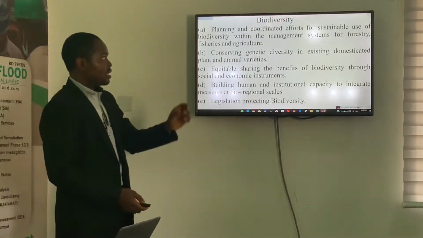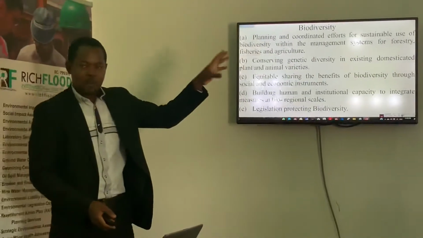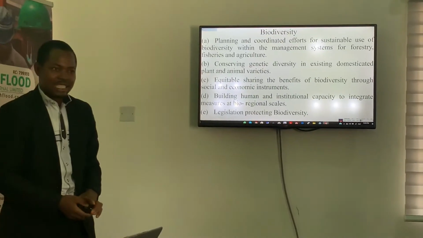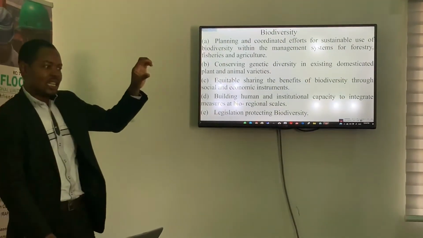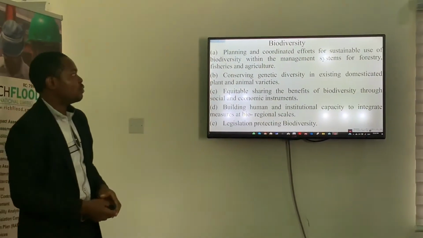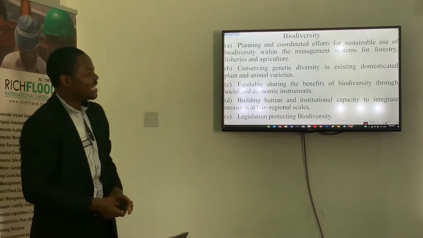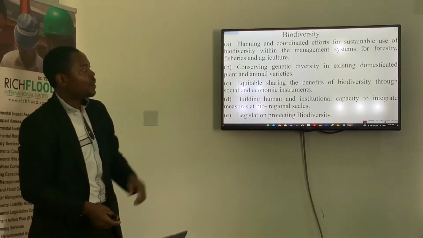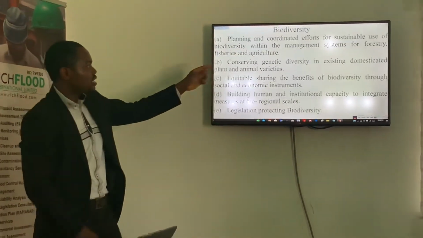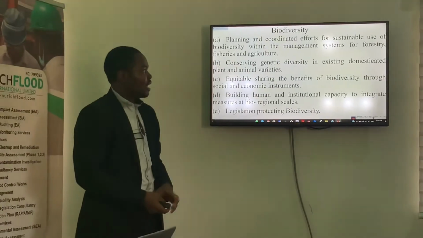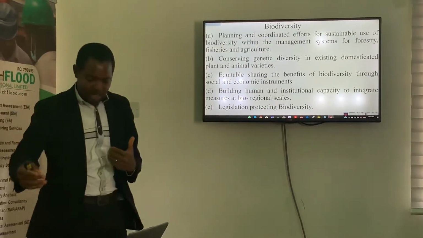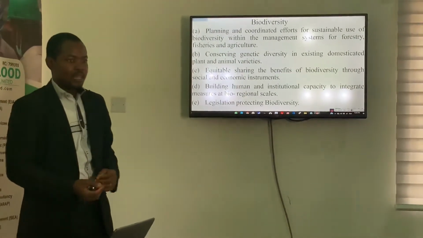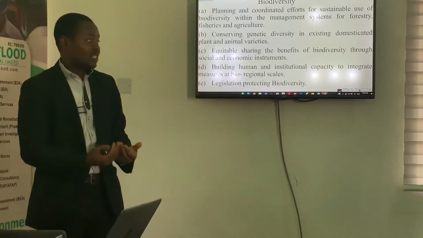Now, let's take the first component, biodiversity. Methods of conserving the biodiversity, that's the plant and animal environment. Planned and coordinated efforts for sustainable use of biodiversity within the management system for forestry, fisheries, and agriculture. And this part is the ecologists, the animal scientists, they give you best practices for conserving the environment.